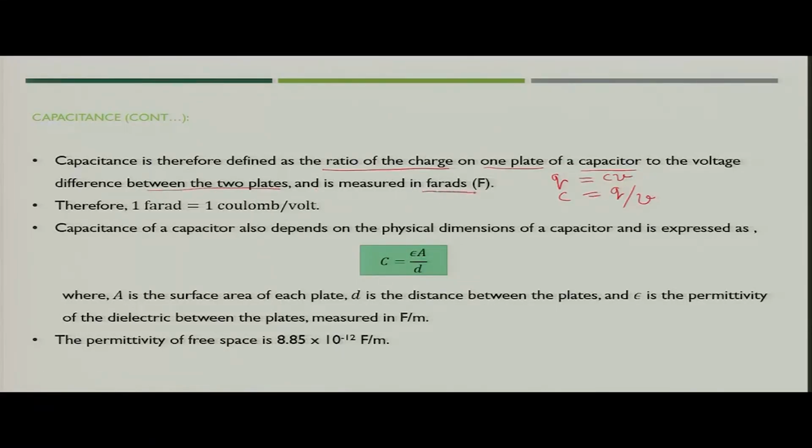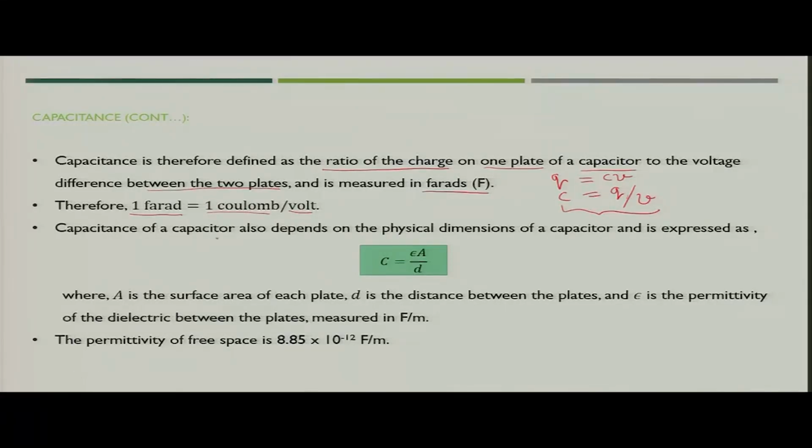Now, it is measured in farads. What is the value of 1 farad? 1 farad is nothing but 1 coulomb per volt. So, you can see from here, Q is measured in coulomb, so 1 farad is nothing but 1 coulomb per volt.